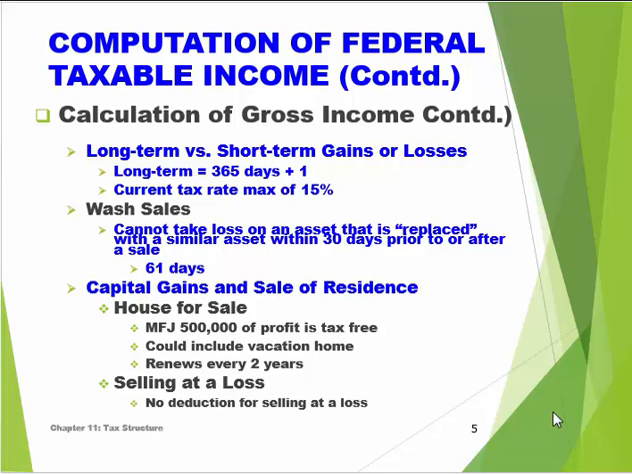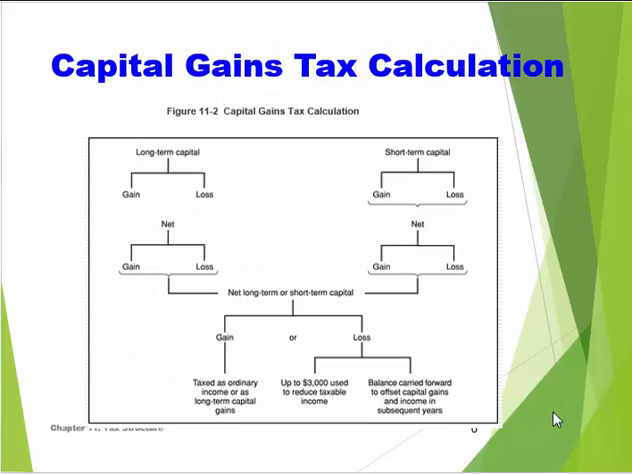Now, what happens like now, where a lot of people are selling their homes at a loss? Well, they don't get a deduction. There's no capital loss for the sale of a residence. So you get taxed on the gains, but you don't get to take advantage of any losses.